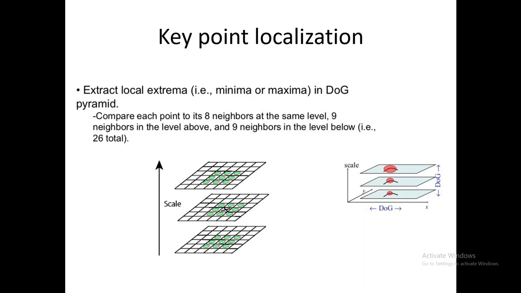Here in extrema detection, we will find points that are local extrema. This means we need to identify points that are the best representation of a region of the image in different scales. To locate these key points or interest points, we iterate over each pixel and compare it with all its neighbors. In other words, we want to find a robust maxima or minima in both space and scale.